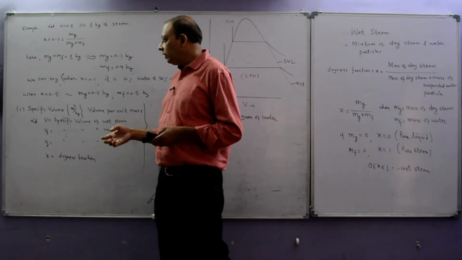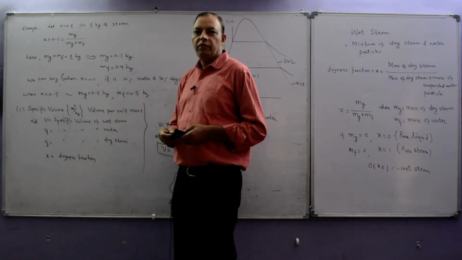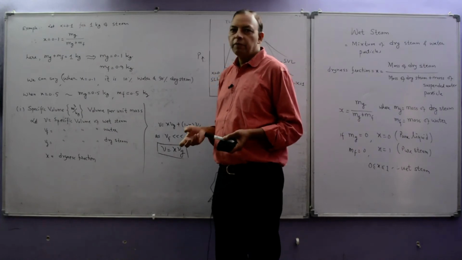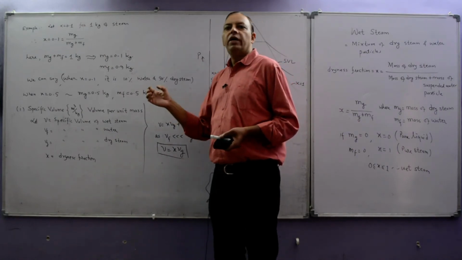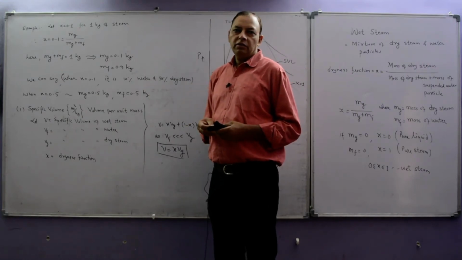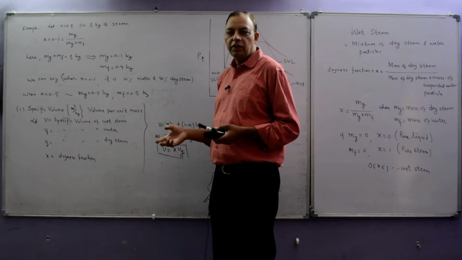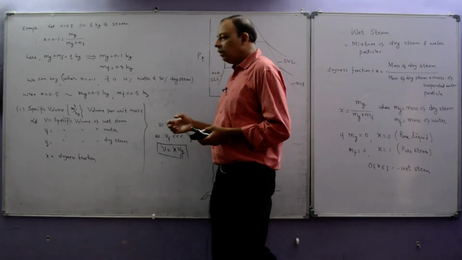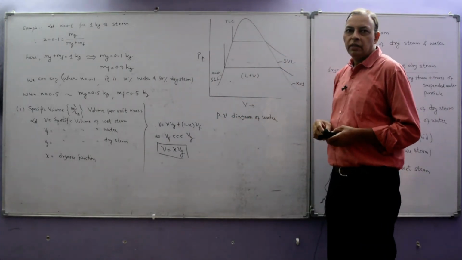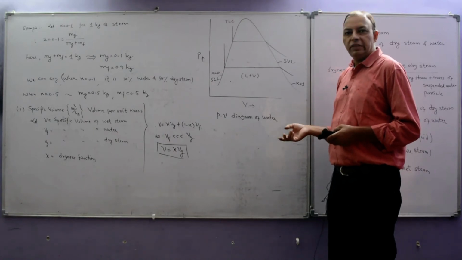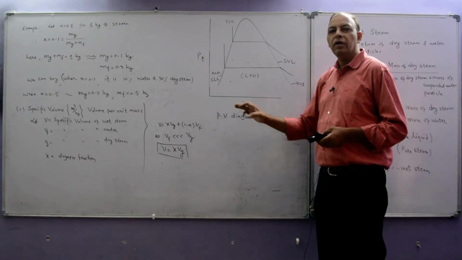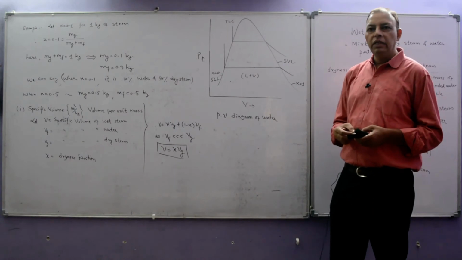Similarly, if x equal to 0.5, it means it is equally distributed, 50% water, 50% dry steam. Similarly, when x equal to 0.9, then it will be 90% dry steam, 10% water. So when we approach from the saturated liquid line to the saturated vapor line, the amount of dry steam increases, and if we approach from the saturated vapor line to the saturated liquid line, the amount of water particles increases.